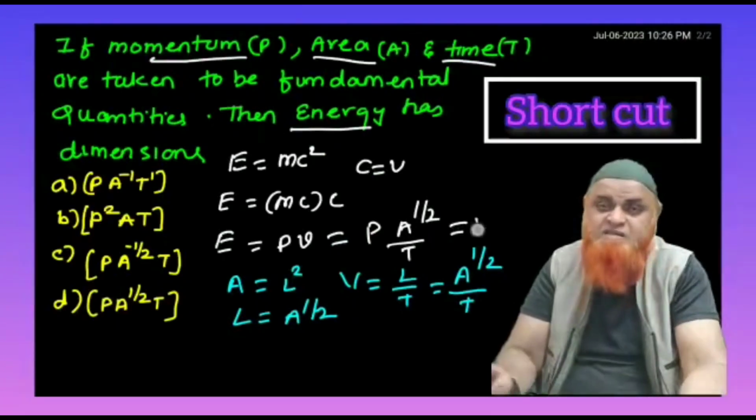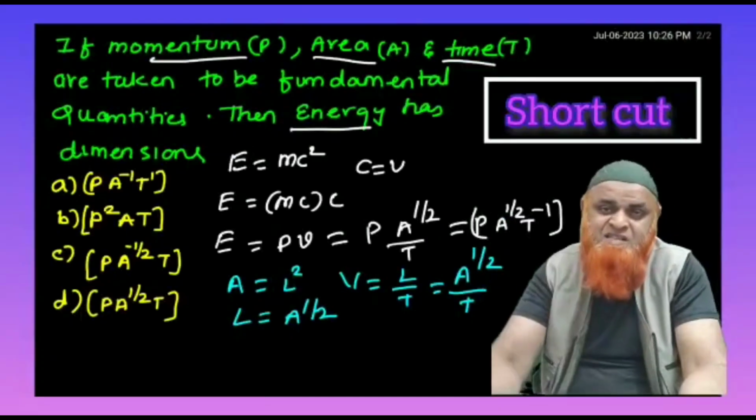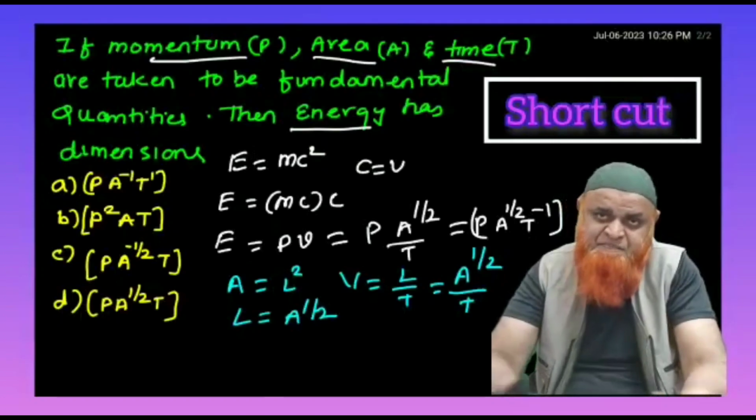That's it. I got the answer. Your answer is ready. So the answer is p A power 1 by 2 and t power minus 1. That's it. This is an easy and shortcut method to solve the problem this time.